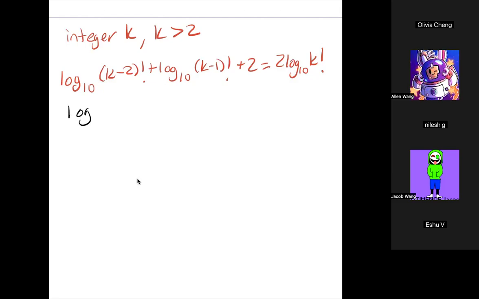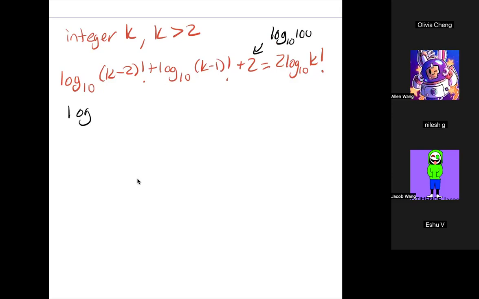Okay, let's catch everyone up a little bit, which won't take long, and then we'll get to where you're at. So what Olivia is saying, which I would agree, is whenever you have a problem with logs all over the place, let's see if we can condense it to a single log on both sides. And one way I can do that is, what can I rewrite 2 as in terms of log base 10?